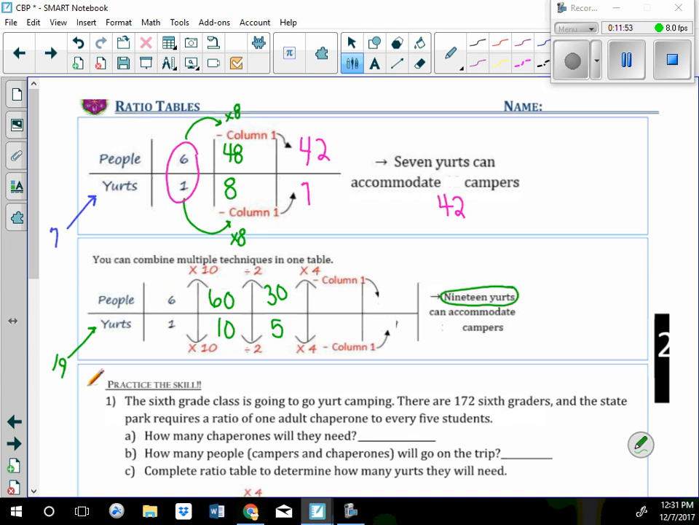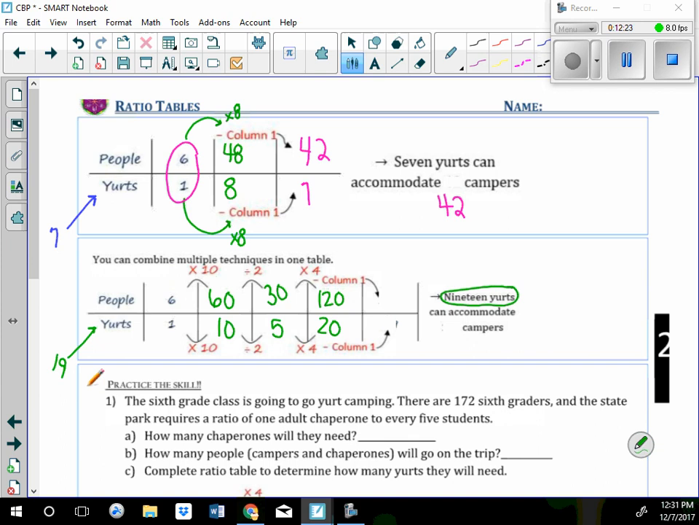Okay. Now remember, I'm trying to build to get to 19, so this is what I'm going to do next. I'm going to take this 5 right here, and I'm going to get up to 20. Okay. So 5 times 4 is 20. 30 times 4 is 120. So 20 yurts can hold 120 people. Okay. All right.